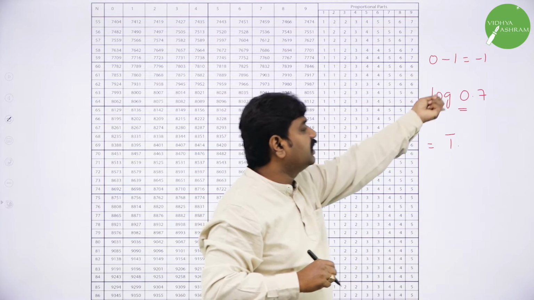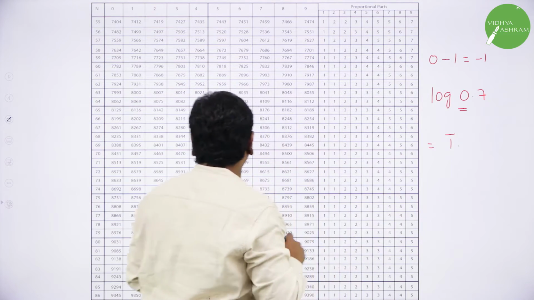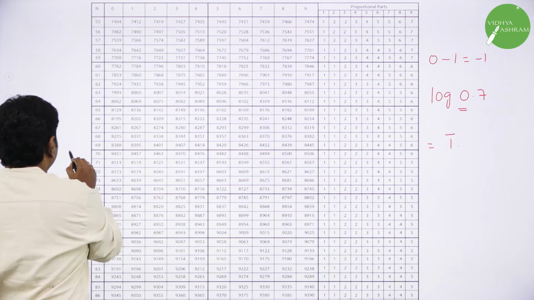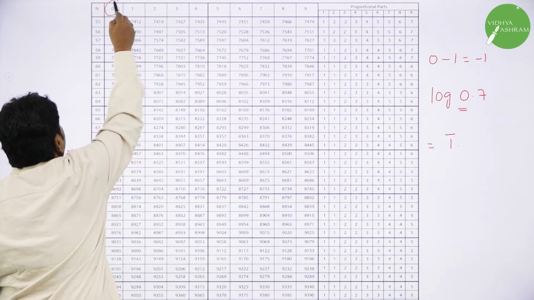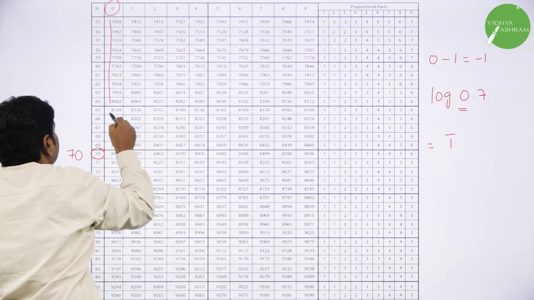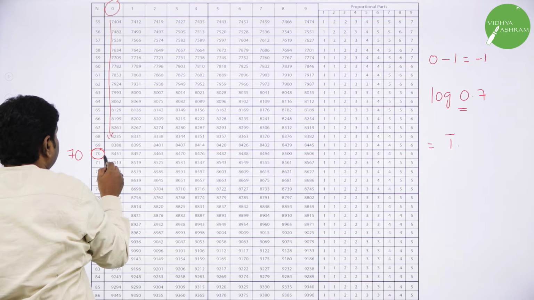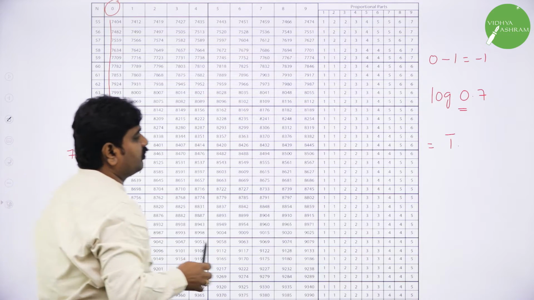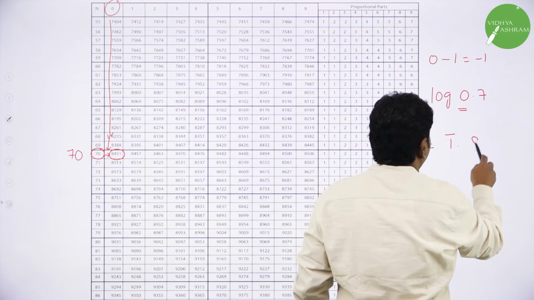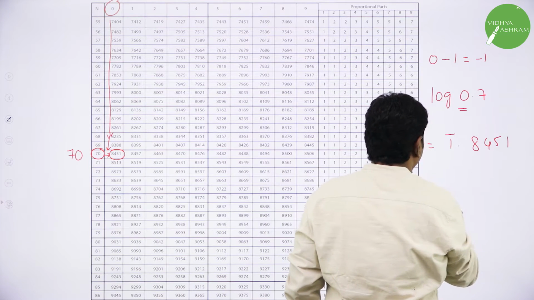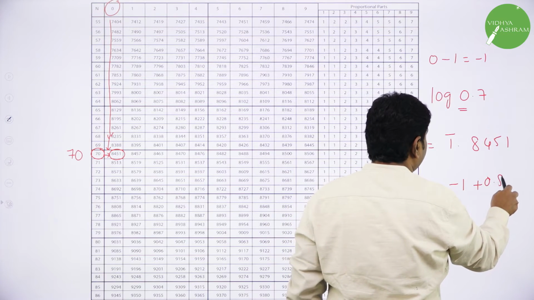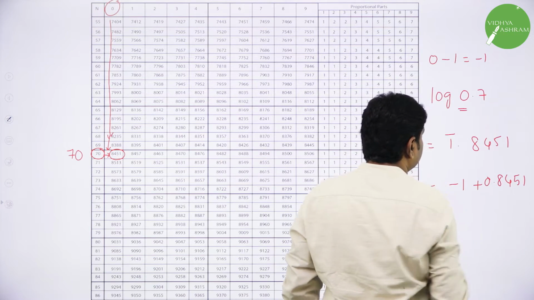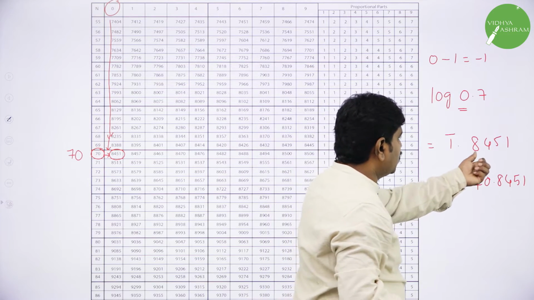Now you see 70 under 0. Number 70 is available here, and 0 is here. Under 0, near 70, it is 8451. So please understand, bar 1 means minus 1 plus this number, 0.8451. So bar 1 means minus 1 plus 0.8451.